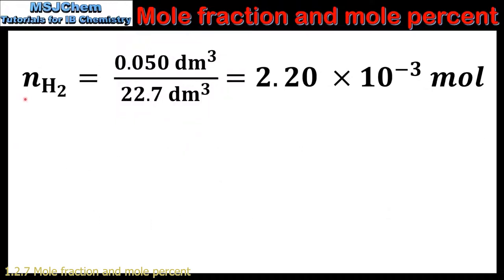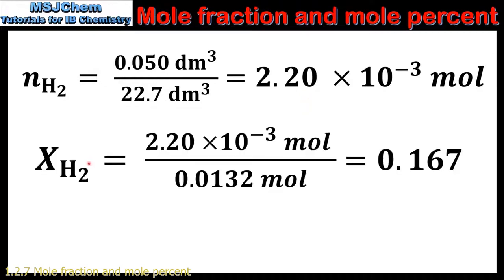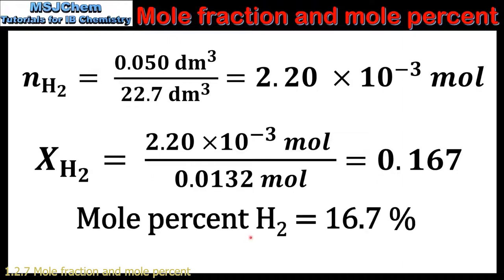So next we'll calculate the mole fraction of hydrogen. The first step is to calculate the amount in moles of hydrogen. To do this, we divide the volume in cubic decimeters by the molar volume of a gas in cubic decimeters, which gives us 2.20 times 10 to the negative 3 moles. So to calculate the mole fraction, we divide the amount in moles of hydrogen by the total amount in moles of the mixture, which gives us a mole fraction of 0.167 and a mole percent of 16.7%.